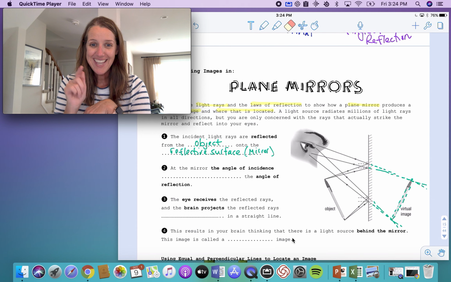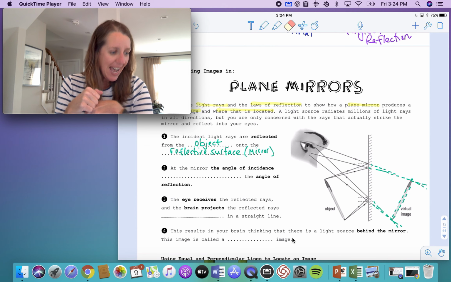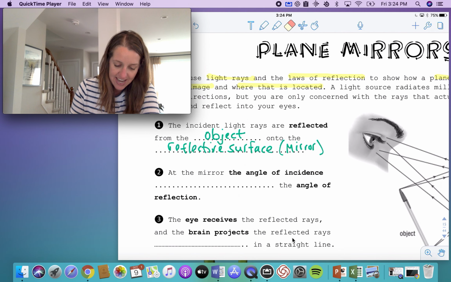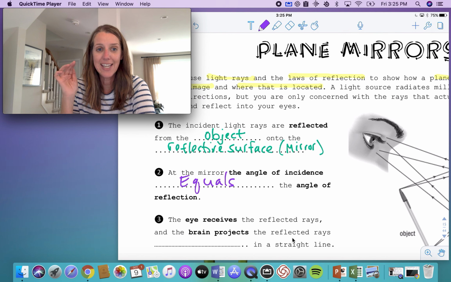Okay, so here we go. The incident light rays are reflected from the object onto the reflected surface. That is our plain flat mirror. At the mirror, the angle of incidence blanks the angle of reflection. And you remember what this word is? It equals the angle of reflection. Which angle? Remember, the angle of incidence is the angle between the incident ray and the normal. And the angle of reflection is between the normal and the reflected ray, okay? Those two are the angles that are equal to each other.